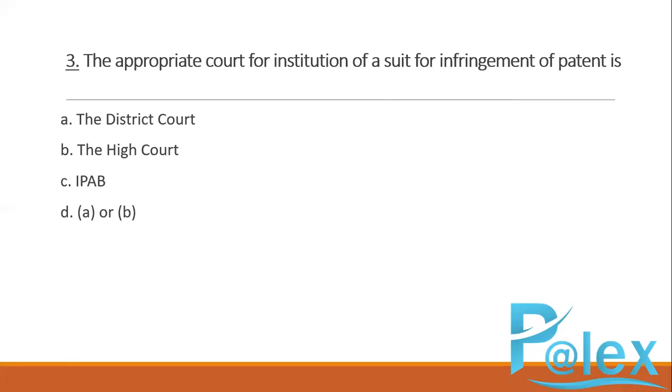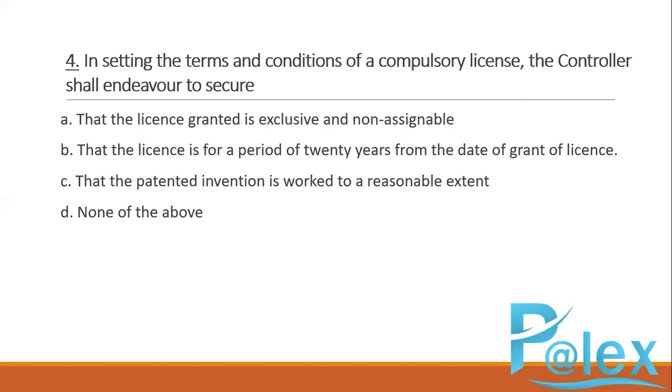Now, the appropriate court for institution of a suit for infringement of patent. Herein, 4 options are given: district court, high court, IPAB, and the 4th option is A or B. Now, if you look at this, the first and second options are also correct, but since this is a multiple choice question and we have to select the most correct answer, herein the answer would be D, A or B. This is under Section 104. The suit for infringement is filed in a court not inferior to district court. So that is district court and above.